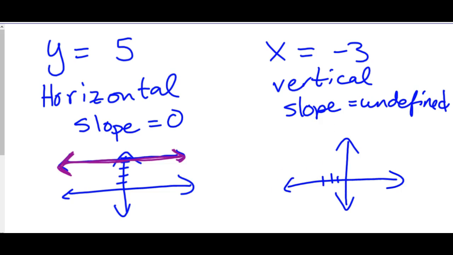So x equals -3, we cross at -3 on the x-axis. And again, we have a vertical line, so it's going up and down. So what can happen when you are working with this slope-intercept format is they may start you out in standard format, and want you to go through and change it to slope-intercept form.